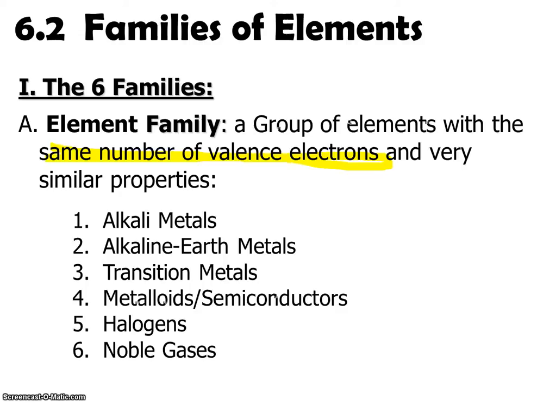So if you can find the electron configuration for any element or group of elements in a family or group, you'll see that they have the same number of s and p electrons in their outermost energy level, and this is going to be their number of valence electrons. This determines their chemical and physical properties. And again, the 6 families that we're going to learn about are these ones listed here.